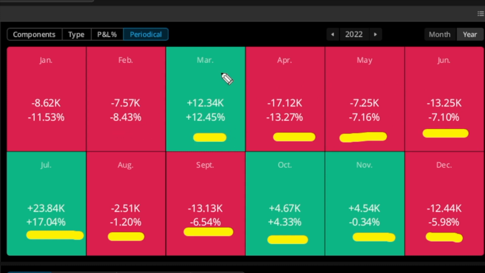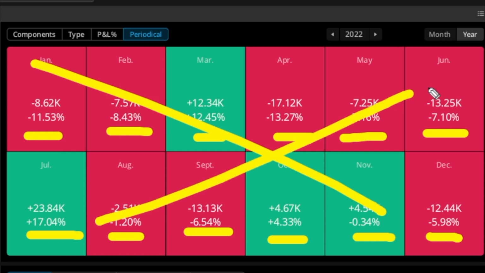Now, again, we had a couple good months. March was 12.34K. February and April were both down months. So looking at this, you'd say, wow, these trading results are terrible.